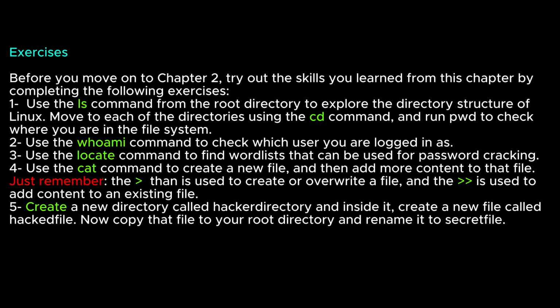4. Use the cat command to create a new file, and then add more content to that file. Just remember, the single arrow, greater than, is used to create or overwrite a file, and the double arrow, greater than, is used to add content to an existing file. 5. Create a new directory called hackerdirectory, and inside it, create a new file called hackedfile. Now copy that file to your root directory and rename it to secretfile.